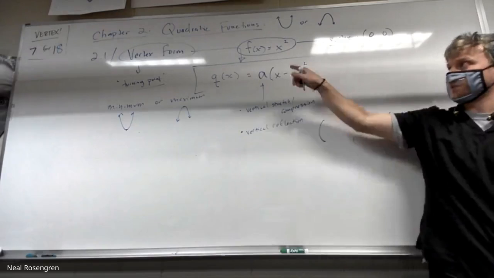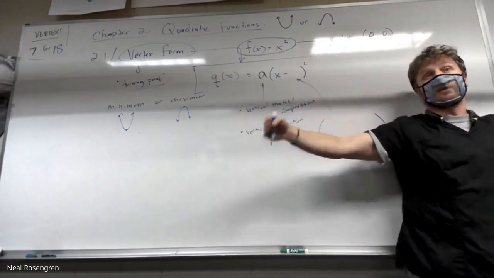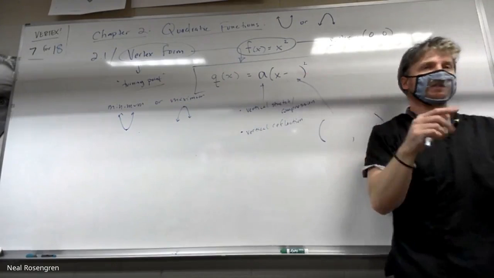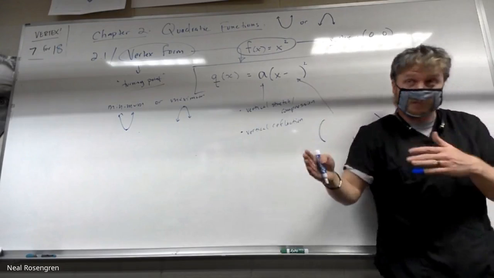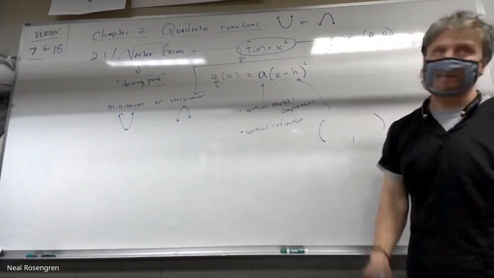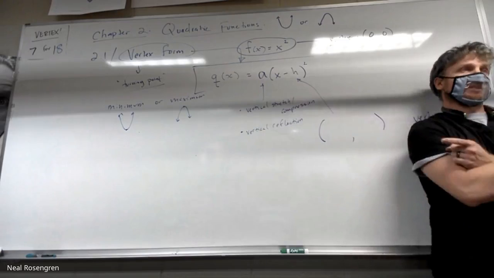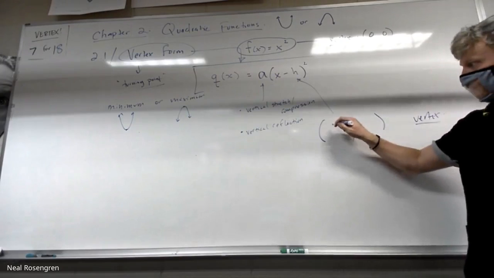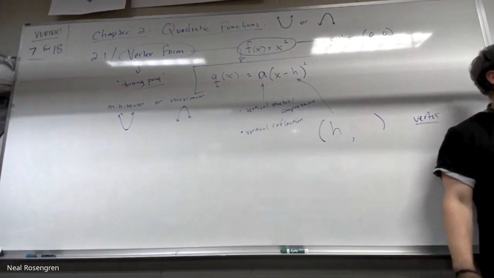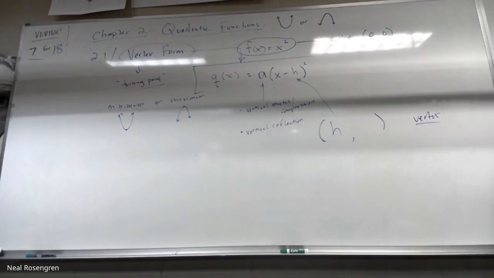Now, this isn't my choice for what this letter is. This is like the math gods have already decided, right? People way smarter than me way long ago decided what this letter should be. Right? And it kind of makes sense because it's a horizontal shift. What letter do you think they use? H. Okay, but I'm going to put x minus h because I want you to remember to switch the sign. Okay, so this is just h, right? It's not negative h. It's the opposite of whatever's inside, right? X minus 2, where's the vertex? 2, right? The opposite of negative 2. Cool.